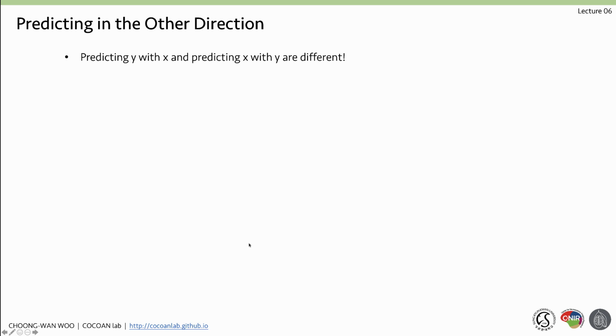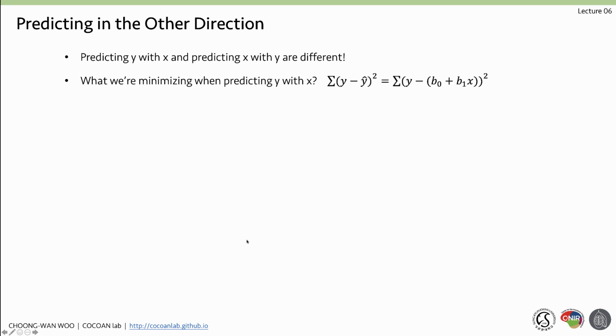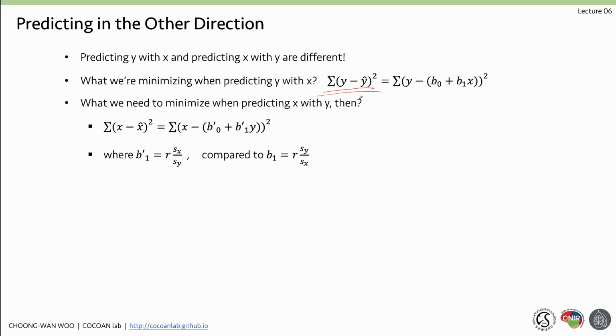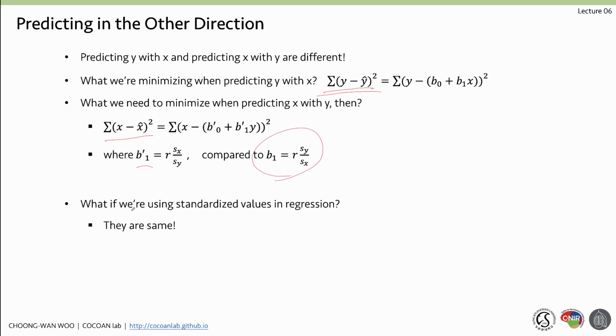So predicting y with x is quite different from predicting x with y, because what we are minimizing when predicting y with x is this: y minus y hat, right? But what we need to minimize when predicting x with y is totally different equation. So the sum of x minus x hat squared. In this regression model, the B1 should be R, so correlation multiplied by standard deviation of x over standard deviation of y. So this is quite different from this. But what if we are using standardized value in regression? Basically they are same, because R is a slope.